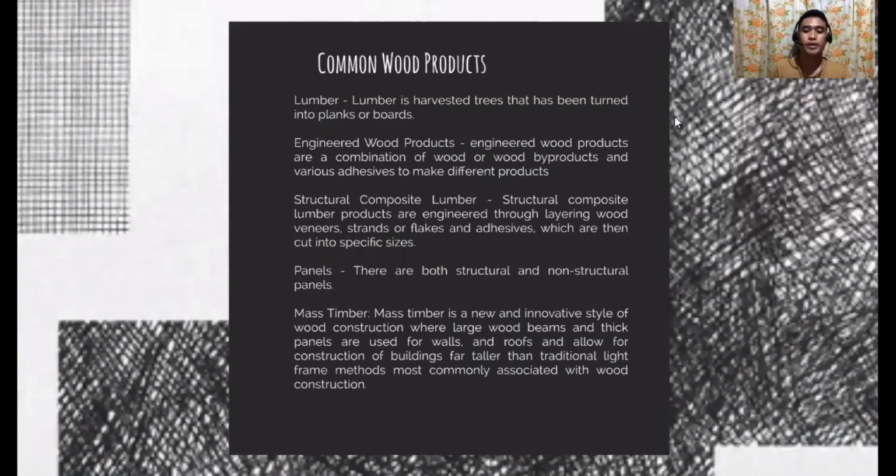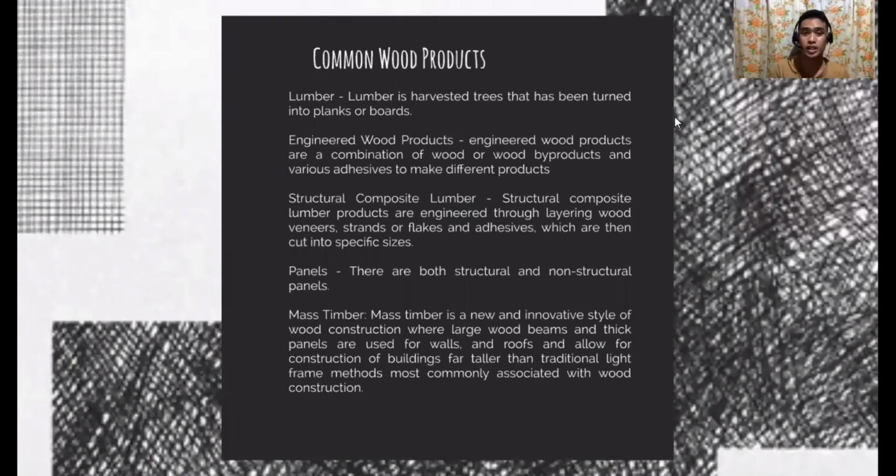Next, let's proceed to the common engineering products. Basically, there are more, but I include only five common products. First is lumber, which is harvested trees that have been turned into planks or boards. Engineered wood products are a combination of wood or wood byproducts and various adhesives to make different products. Structural composite lumber is made by layering wood veneer, strands, or flakes with adhesives, which are then cut into specific sizes. Then panels, which are both structural and non-structural panels.